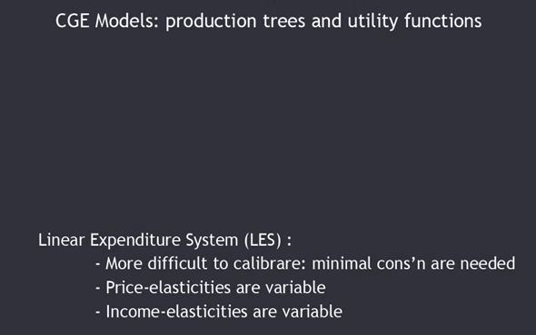This LES is more difficult to calibrate. A few parameters are needed. These are parameters that we call minimal consumption. We will adopt here a very simple hypothesis: minimal consumption in agriculture is 80% of the initial consumption in agriculture. So the consumer cannot go below 80% of his current consumption if he wants to reach a certain level of satisfaction. And this proportion is 60% in industry and 20% in services.